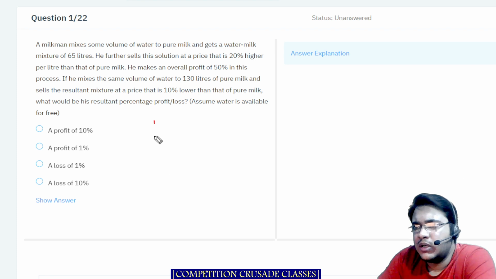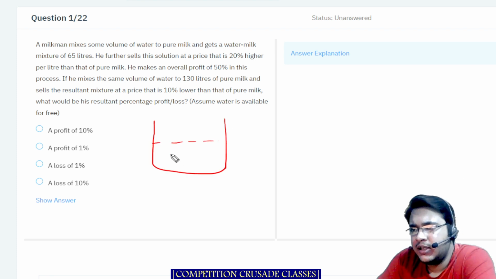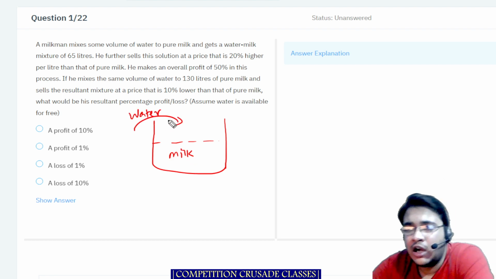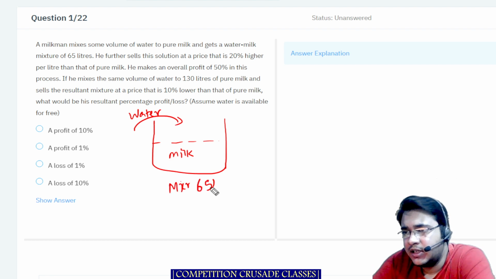Okay. So what is the picture? The picture is that there was milk already. Okay. And then water was introduced. How much, they haven't said, but they said that the mixture is 65 liters.